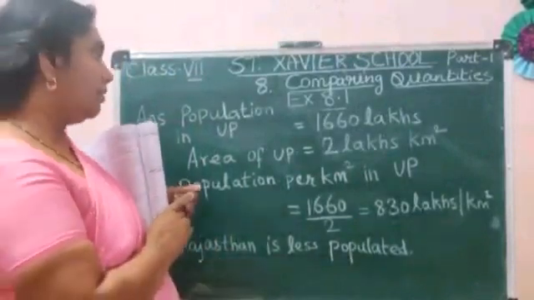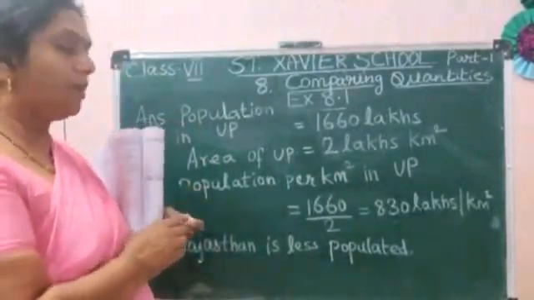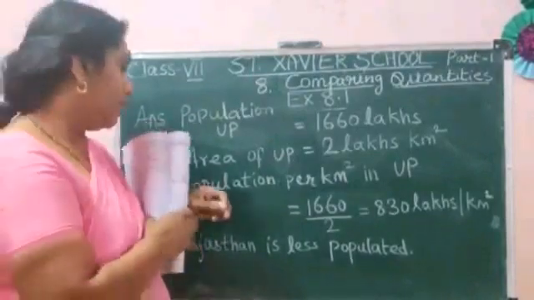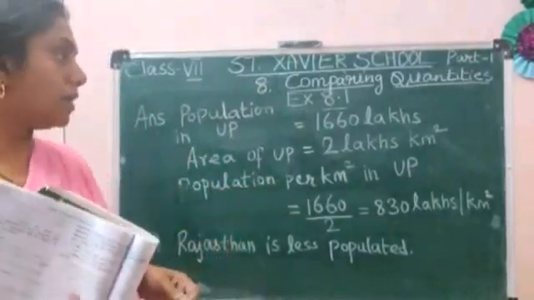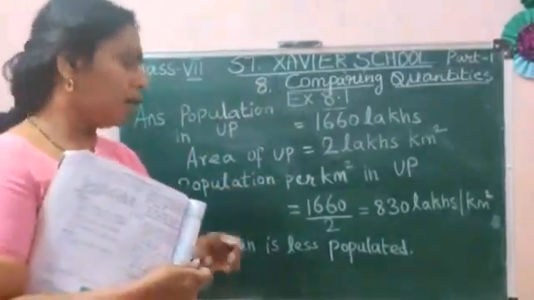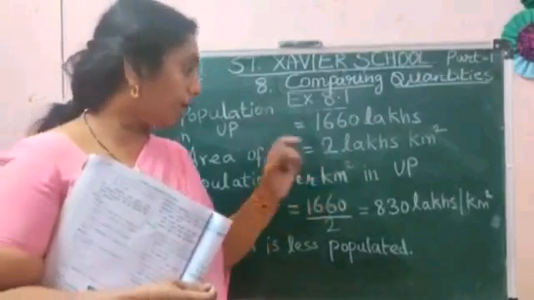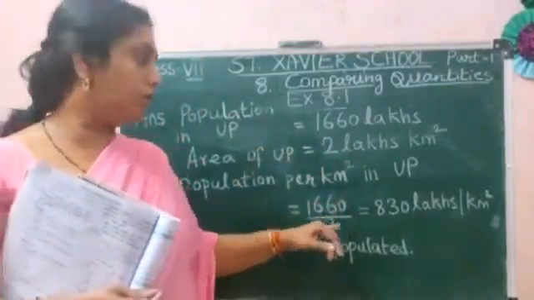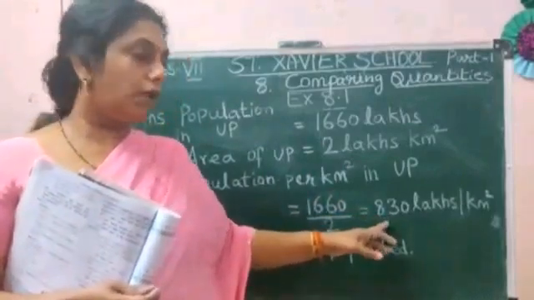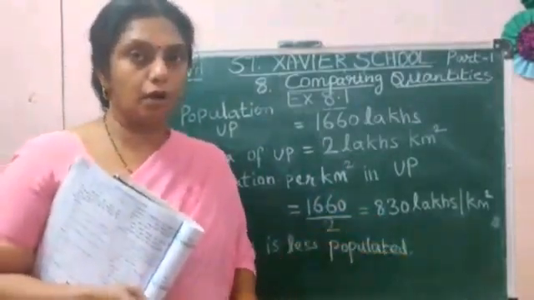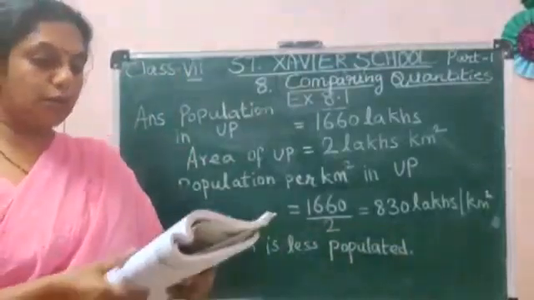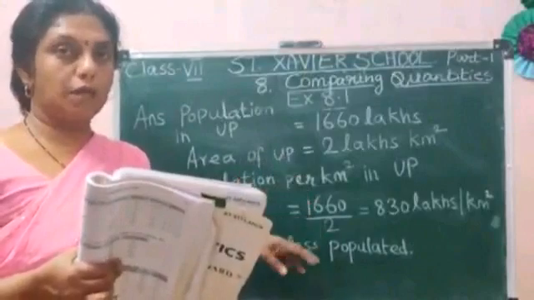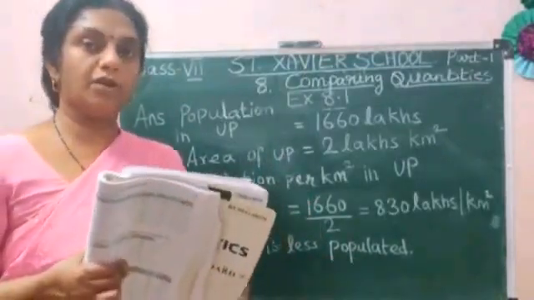Now we will find it for UP. The population in UP is 1660 lakhs. Area in UP is 2 lakh kilometer square. Now population per kilometer square in UP is 1660 divided by 2, that will be equal to 830 per kilometer square. The second question was which state is less populated? So when comparing both the states, Rajasthan is less populated.